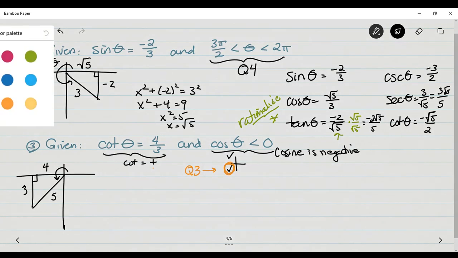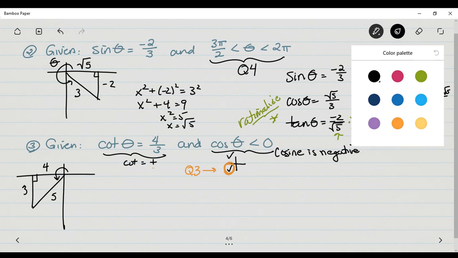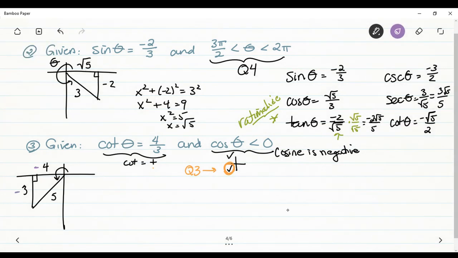We are in quadrant 3. Our cotangent ratio is positive, but being in quadrant 3, we know that both x and y need to be negative. So please, please, please, please remember your signs. Not sayings, signs.